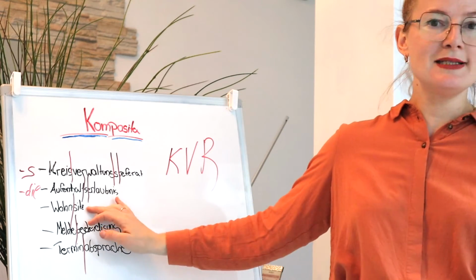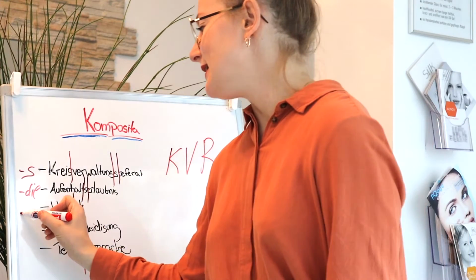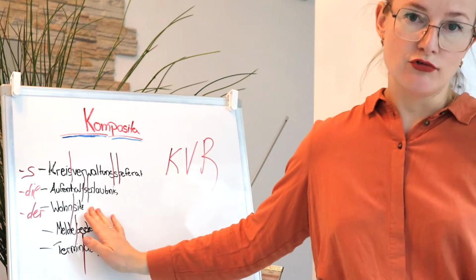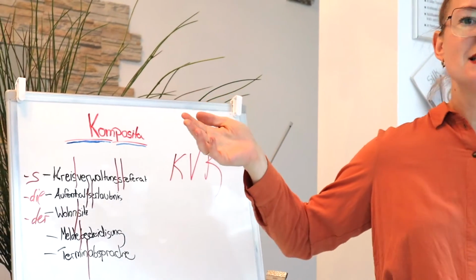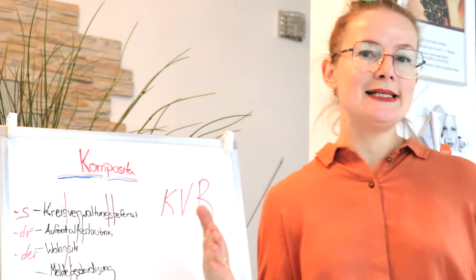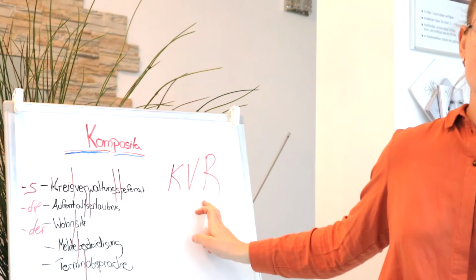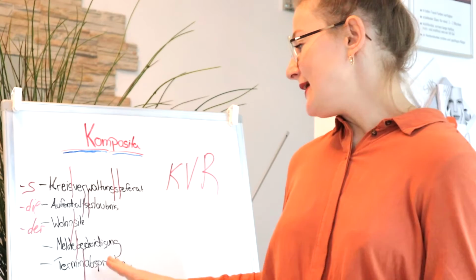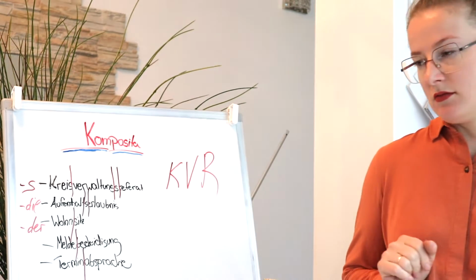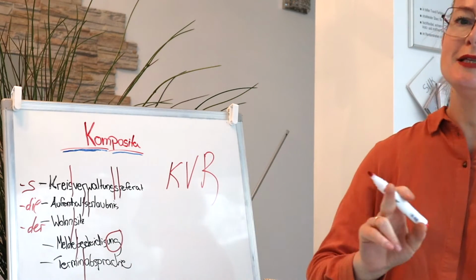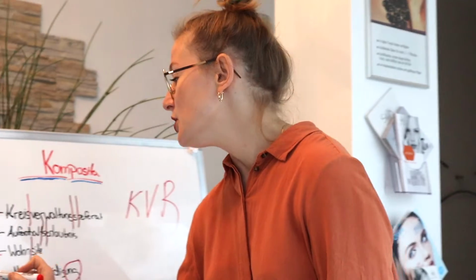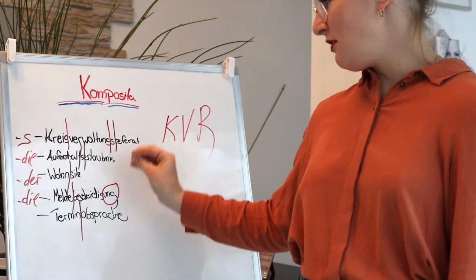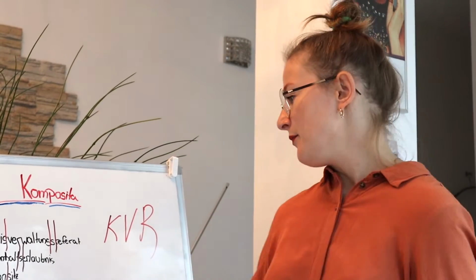Next up is Wohnsitz. Again, der Sitz. Right? And this is the place of residency. Ich muss meinen Wohnsitz anmelden oder ummelden lassen und darum muss ich zum KVR, right? Next up is die Meldebescheinigung. The ending -ung is always feminine, good news. So it's die Meldebescheinigung. Literally, it's the certificate of registration, okay?